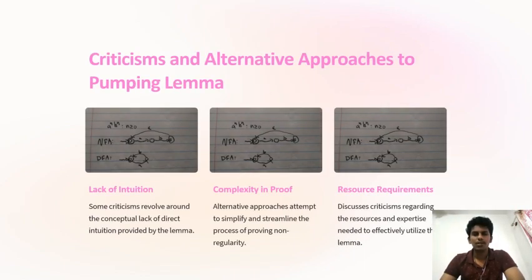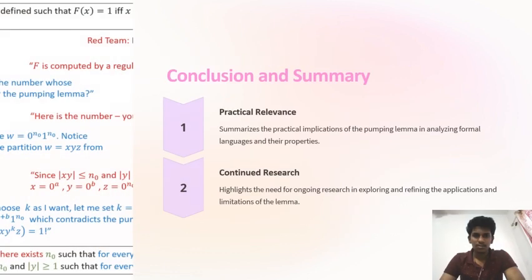Criticisms and alternative approaches to pumping lemma. Lack of intuition. Some criticisms revolve around the conceptual lack of direct intuition provided by the lemma. Complexity improvement. Alternative approaches attempt to simplify and streamline the process of proving non-regularity. Resource requirements. Discusses criticisms regarding the resources and expertise needed to effectively utilize the lemma.